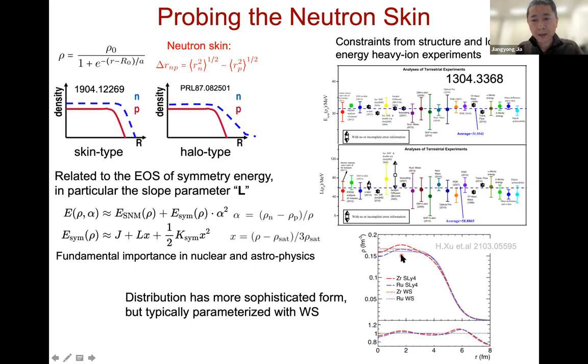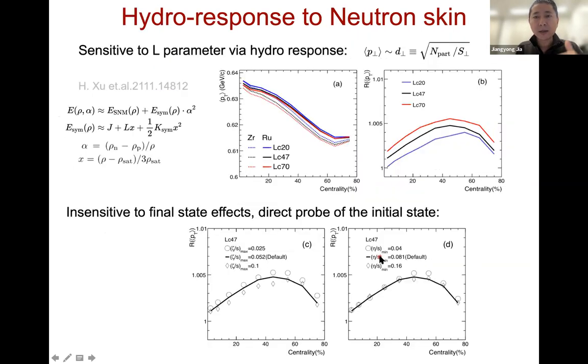So in the recent study, the first simplification is that you just parameterize the distributions by Woods-Saxon, okay? First of all, let's make this approximation. And then in the hydro calculation, you will see that, for example, the mean pT itself is directly sensitive to the radius, right? Because I said it's related to one over the radius. Therefore, in the hydro calculation, you already see that a different L value, this is the slope parameter you put in, leads to a different mean pT. In particular, the ratio between ruthenium and zirconium is very sensitive to the slope parameter.